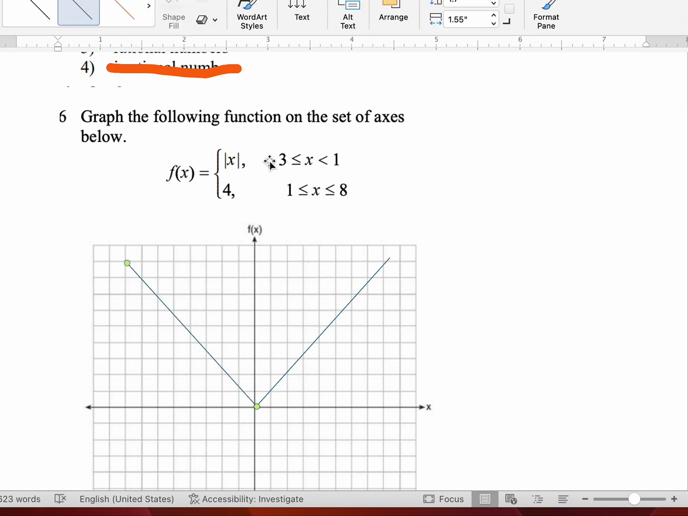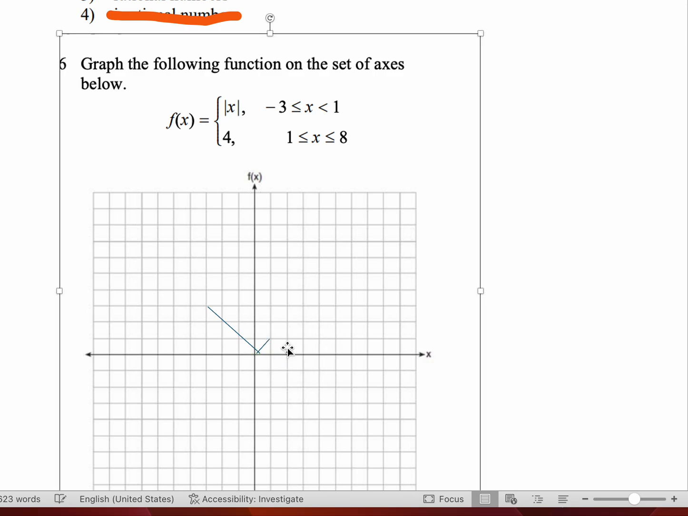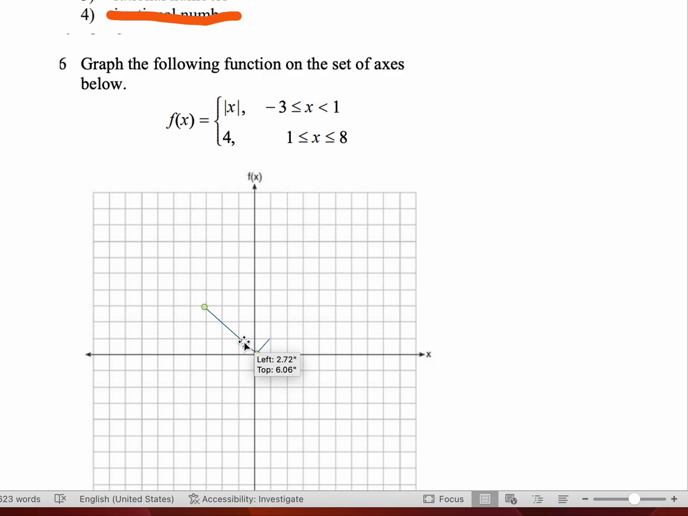This says that the domain is between -3, which is here, greater than or equal to. So I'm going to move this to -3, and this is for +1. I'm going to go up to +1, and it is less than. I'm going to make sure I move this to where the vertex is supposed to be, on 0, 0.